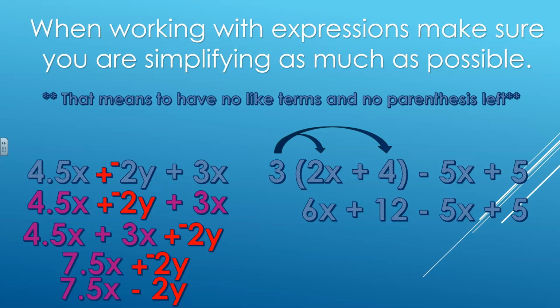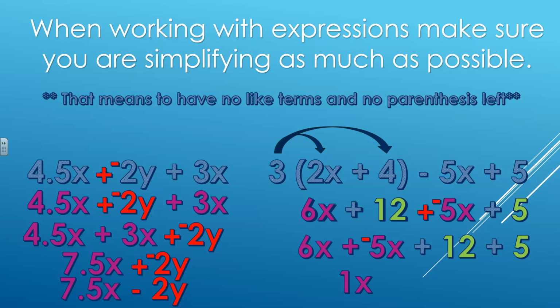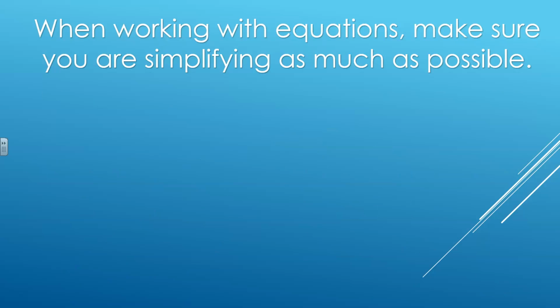Then I want to start by changing that subtraction sign into adding the opposite again. And then I can look for my similar operations or my similar terms. So I have 6x and a negative 5x, and I have a positive 12 and a positive 5. And I can move those around within my expression just like I did before. So I have 6x plus negative 5x plus 12 plus 5. So 6x plus negative 5 would give me 1x, and then a positive 12 plus 5 would give me a positive 17. So I could add those together to get my expression simplified.